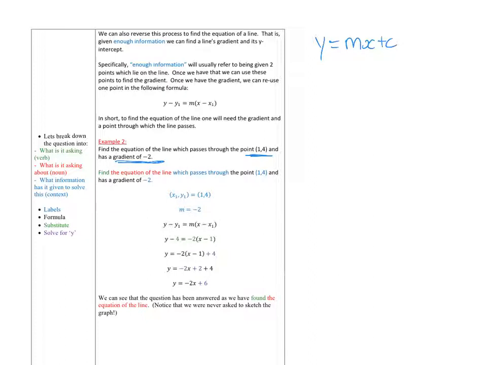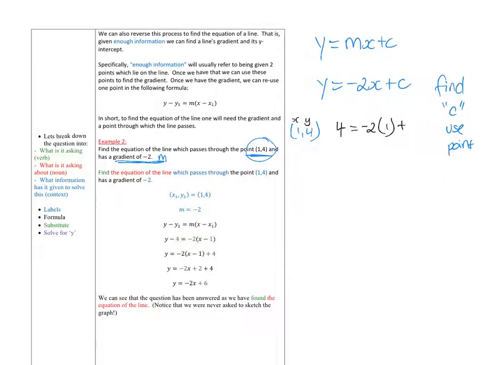Now, they told me that this was m, so I'm going to pop that into my formula. Now I have that, yes? Now to find the c value, I'm going to use the point. So what I'm going to use is this point here. That point tells me that when x equals 1, y equals 4. So I can pop that into the formula. I can say 4 equals -2 times 1. Every time I saw y and x, I put those numbers in.